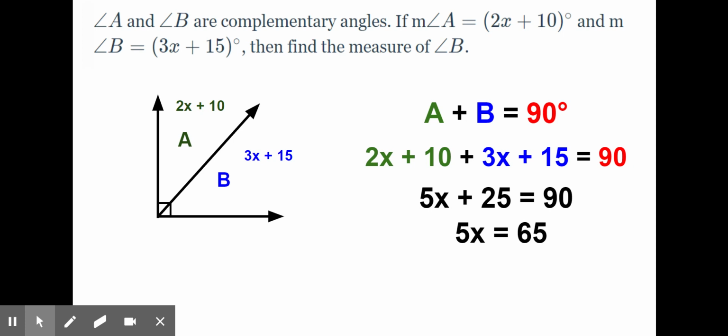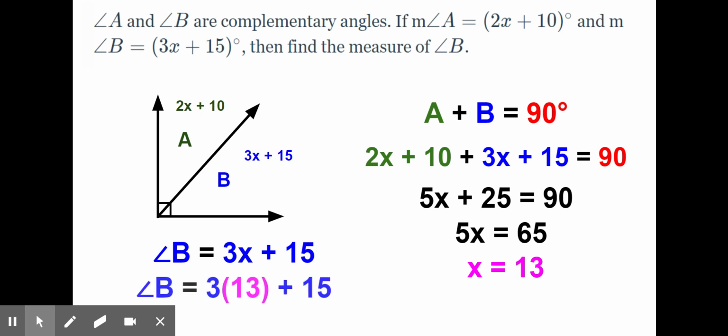x is being multiplied by 5, so I do the opposite and divide both sides by 5, and we get that x equals 13. Have I answered the question? Not yet. I need to find the measure of angle B. Angle B is 3x plus 15, 3 times the value of x plus 15. Well, if x is 13, then angle B is 3 times 13 plus 15. 3 times 13 plus 15 is 54 degrees. So angle B measures 54 degrees.